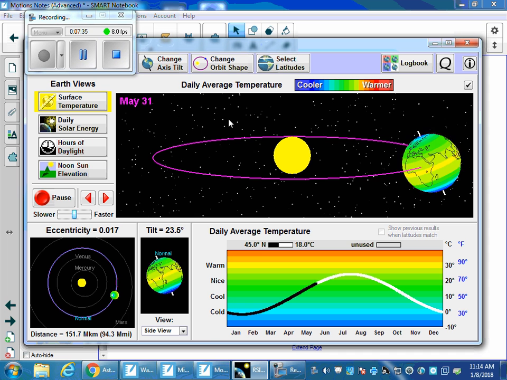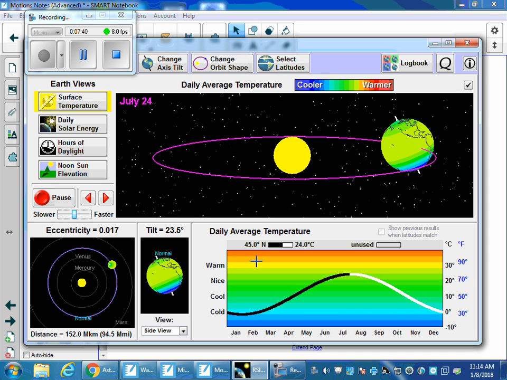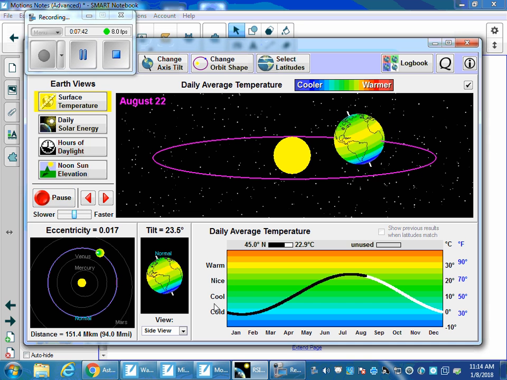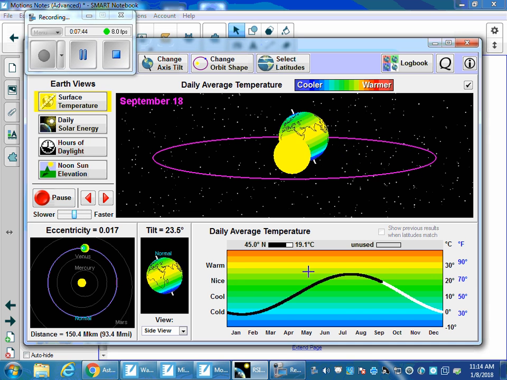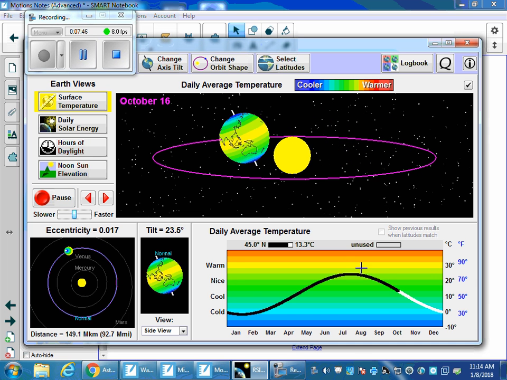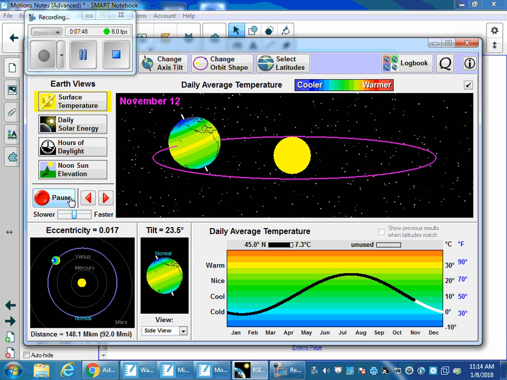Right now it's set up to show what is happening on a regular daily basis. Nothing has been changed here. We can see the seasons changing. It gets warm in July, August. It gets cool in January, February, just like what we would expect.